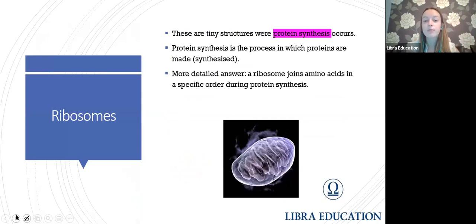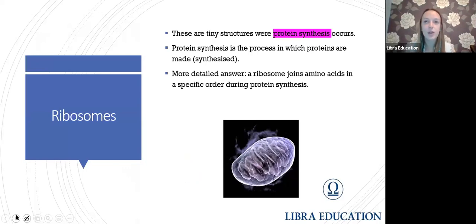Cool, so next up we have ribosomes. So ribosomes are tiny structures where protein synthesis occurs. So that's really important. Ribosomes are where protein synthesis occurs. Protein synthesis, if you haven't guessed it, is the process in which proteins are made or synthesized.